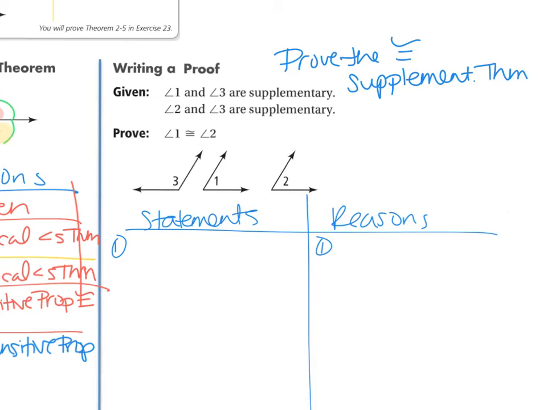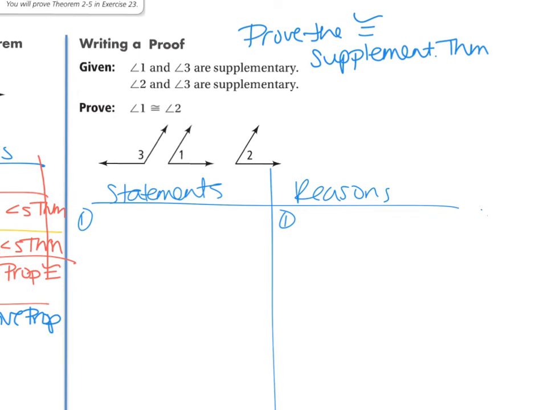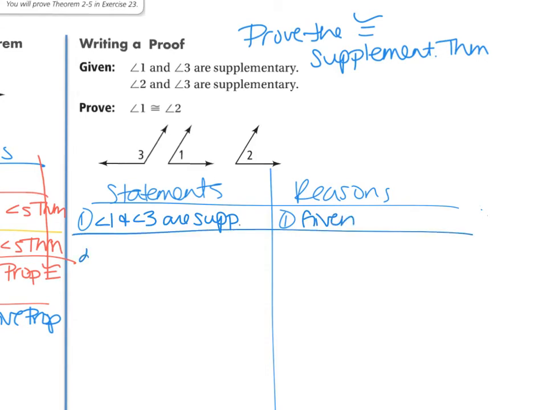So let's do that. First, of course, you start with what's given. Angle 1 and angle 3 are supplementary, and that's given. Next step, let's do the other one. Angle 2 and angle 3 are supplementary, and that reason's given.